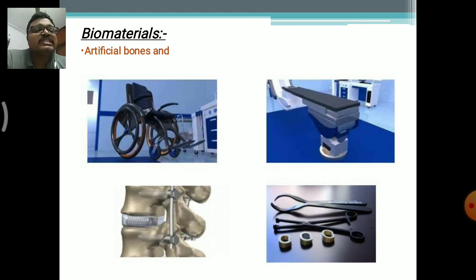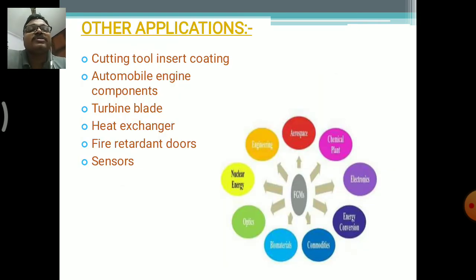Next are the stretchers, and the third one is the connecting of bone marrows or teeth. Next one is a number of parts used for biomedical applications, that is in surgeries or any other applications. The scissors are also made with FGM materials only.